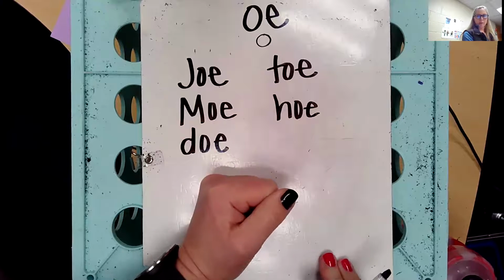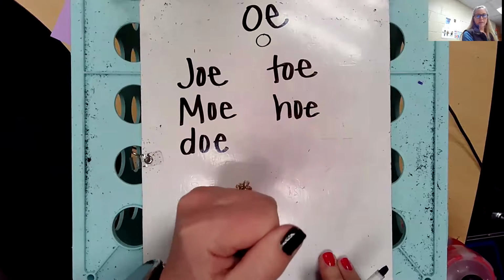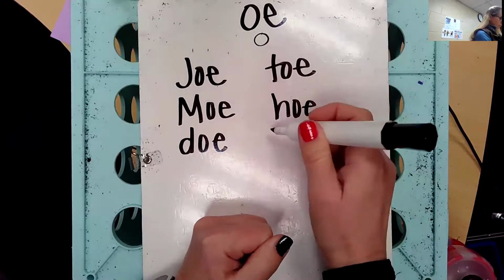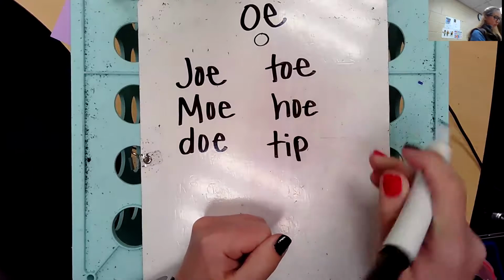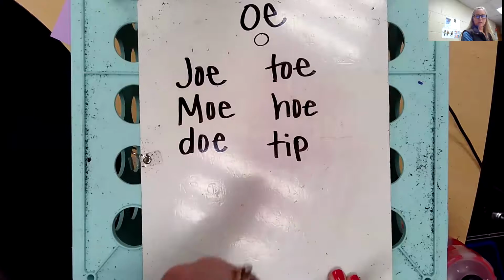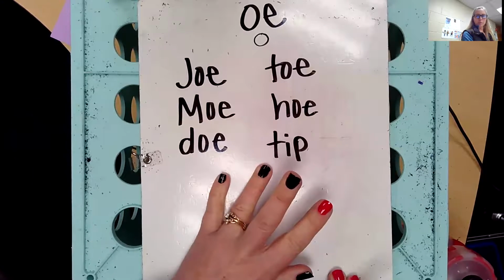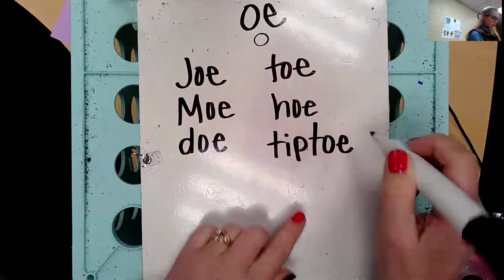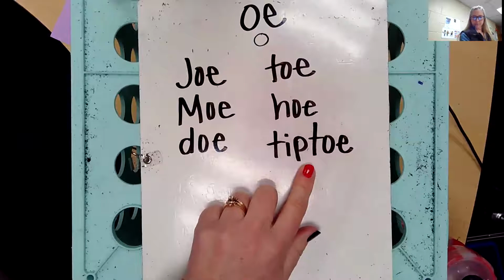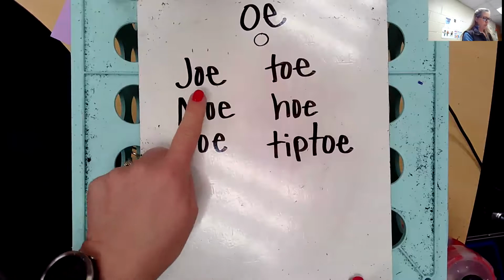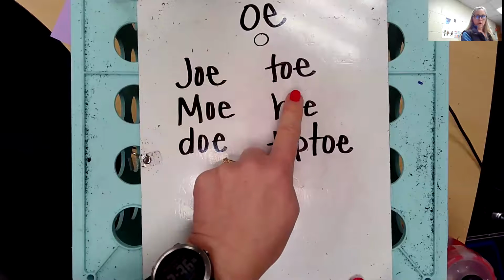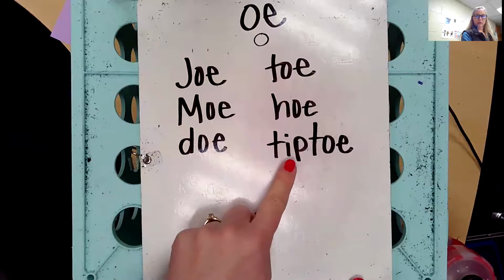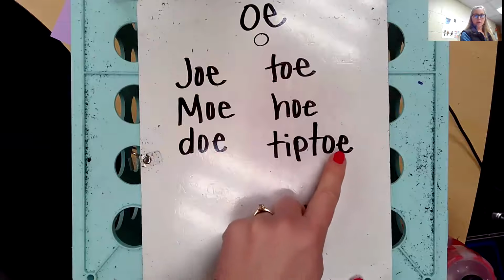Watch, we go like this. We have two words. Tiptoe. First syllable, tip. T-ip. Tip. Let's write it. Second syllable, toe. Ready? Toe. O. Now remember, we're working on the vowel pattern O-E. Two-syllable word, but we can read it. All right, so let's reread those words again. Joe, toe, mow, hoe, doe, and our two-syllable word, tiptoe.